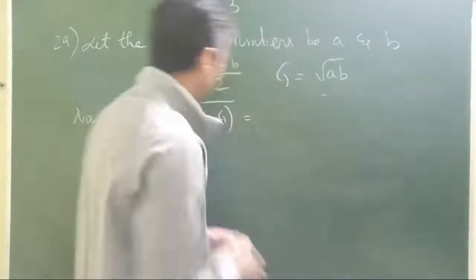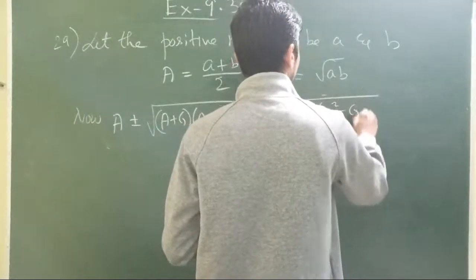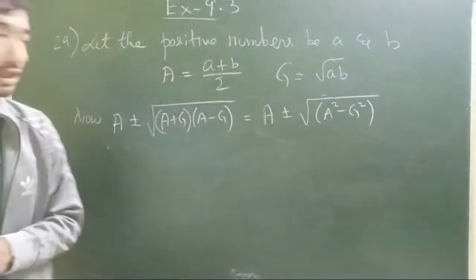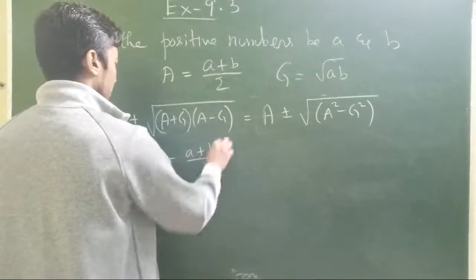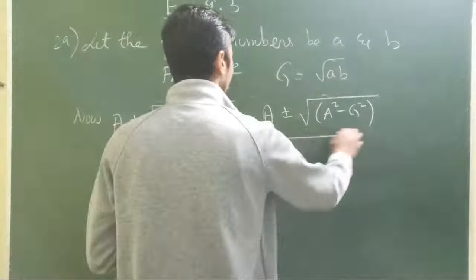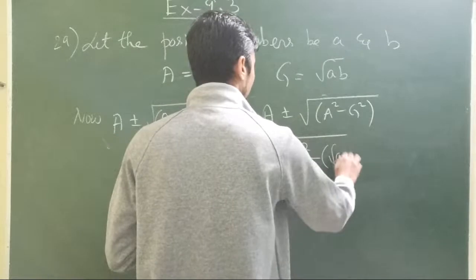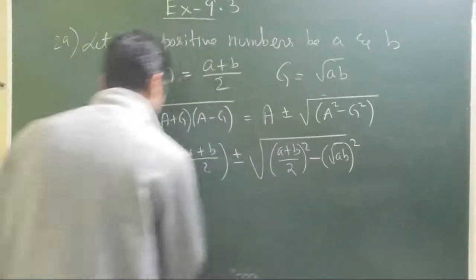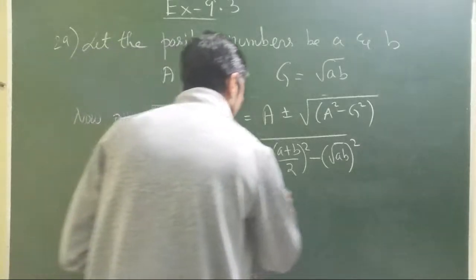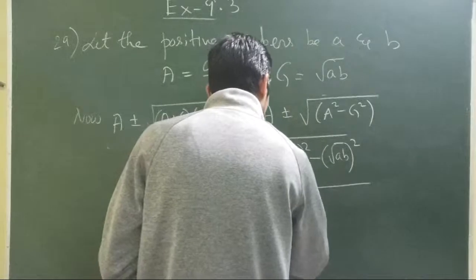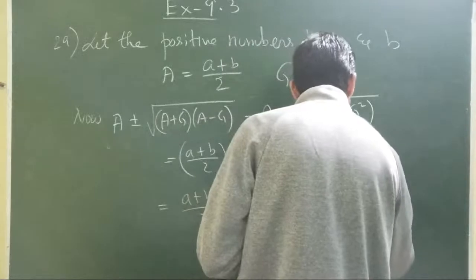Let me make it easier for you, because this can also be written as A square minus G square. Let's just reduce one step, that will be easier. So that is (a plus b) divided by 2 plus or minus root over of A square, that is ((a plus b) divided by 2) whole square, minus G square, that is root of ab whole square. Let's solve this. That is (a plus b) divided by 2 plus or minus, simplifying, (a square plus twice ab plus b square) divided by 4 minus ab.